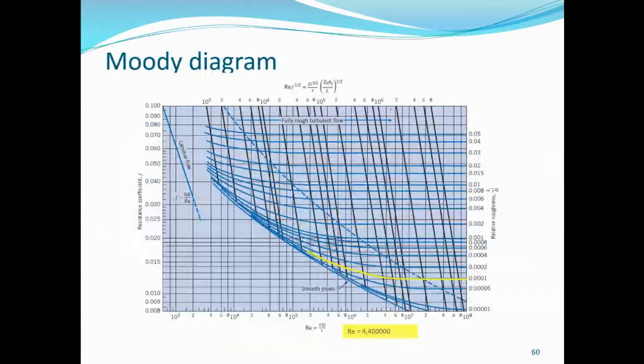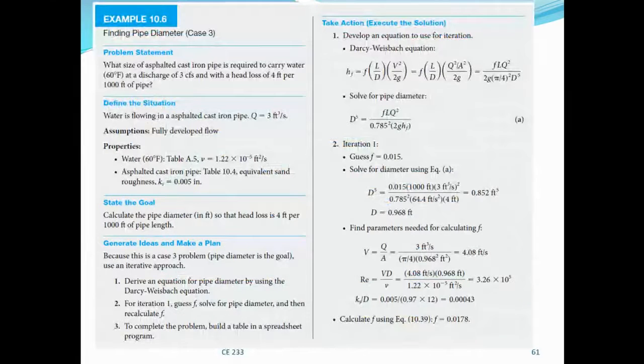This is the second example. This is the Reynolds number, and this is the relative roughness. This is where they meet, and where they meet, you have the friction factor, which is approximately 0.012.